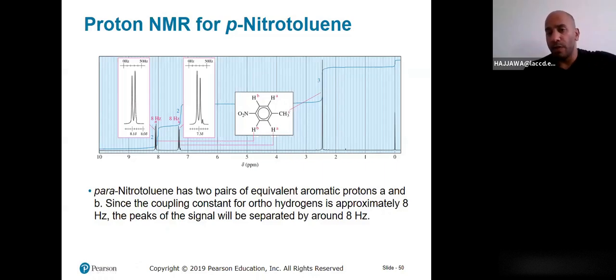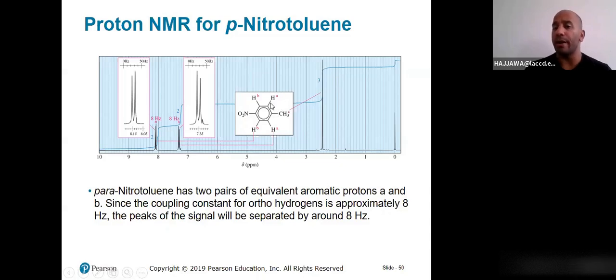Because once again, this HA is surrounded by an environment similar to the other HA. HB is surrounded by an environment similar to the other HB. So it makes sense that they will read the same peak. Okay. Where would the methyl read? It will read around 2 ppm, and that's what you see here.